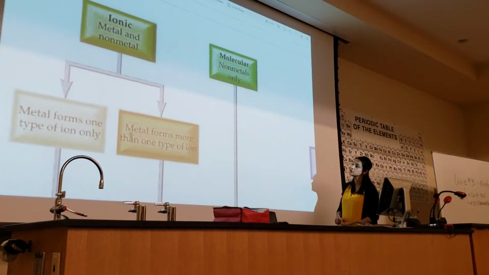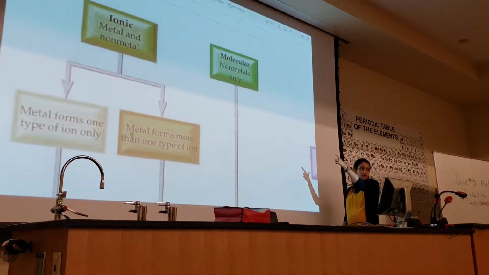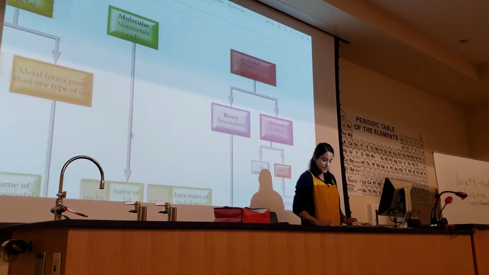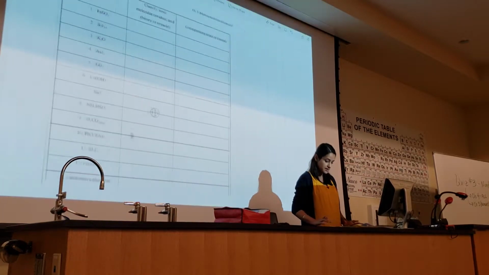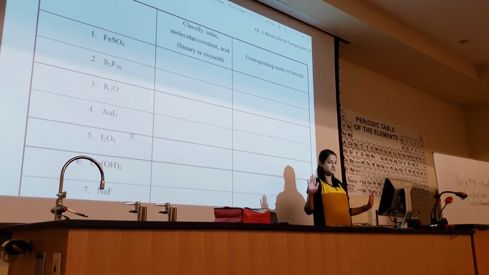So, first two categories, biggest thing is classify. If I give you a compound, you need to be able to classify it. Does it fall in ionic or molecular? So let's just classify it. If I go to my handout, we're not going to start naming yet. We're going to just classify it first.